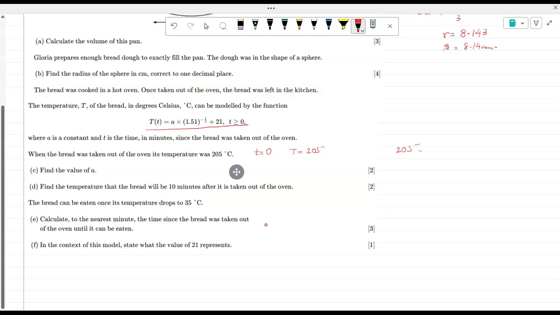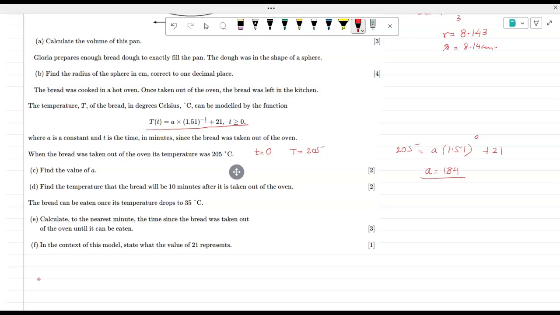205 equals A into 1.151 raised to minus 0 upon 3, so minus 0 upon 3, so that's 0, plus 21. So you solve for A. Now you substitute 184. You substitute 10 for t, 10 upon 3.